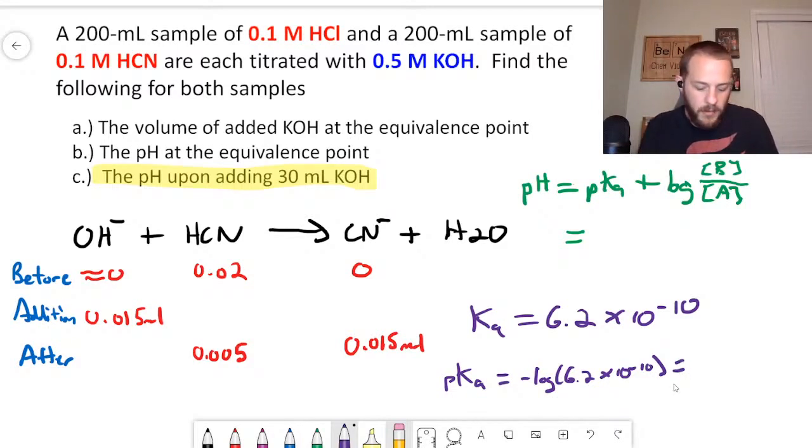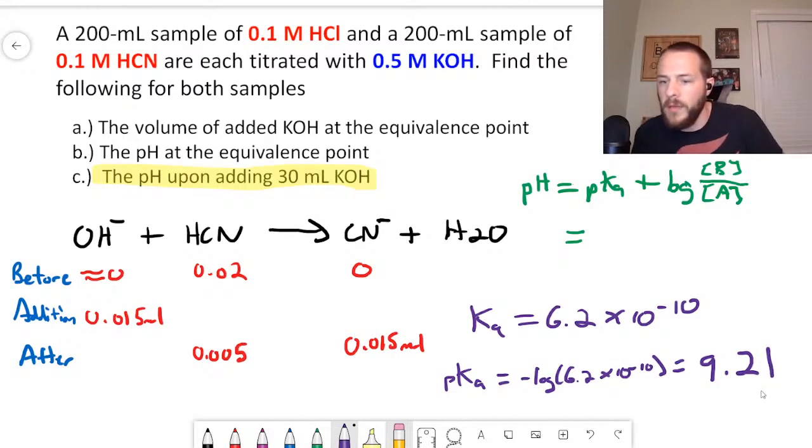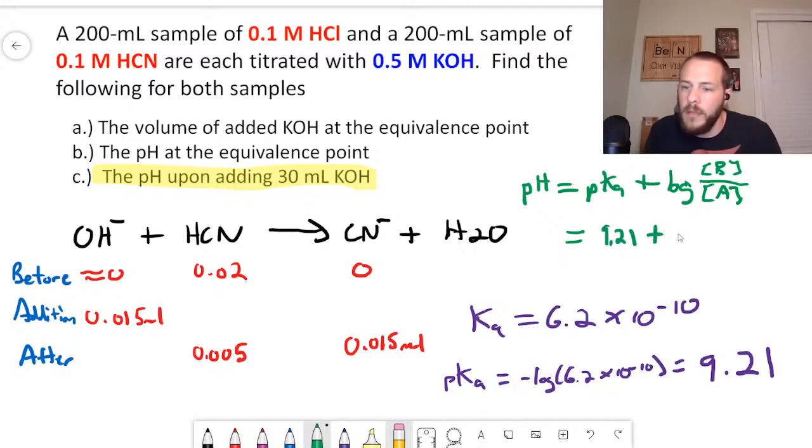Negative log of 6.2 times 10 to the minus 10. Let me punch that into my calculator real quick. pKa is 9.2. Yes, 9.2. I'll carry that to one more decimal place. 9.21, right? The pKa is 9.21. And so up here in our Henderson-Hasselbalch equation, right? So pH is going to be equal to pKa, that's 9.21, plus the logarithm of concentration of base over concentration of acid, right?